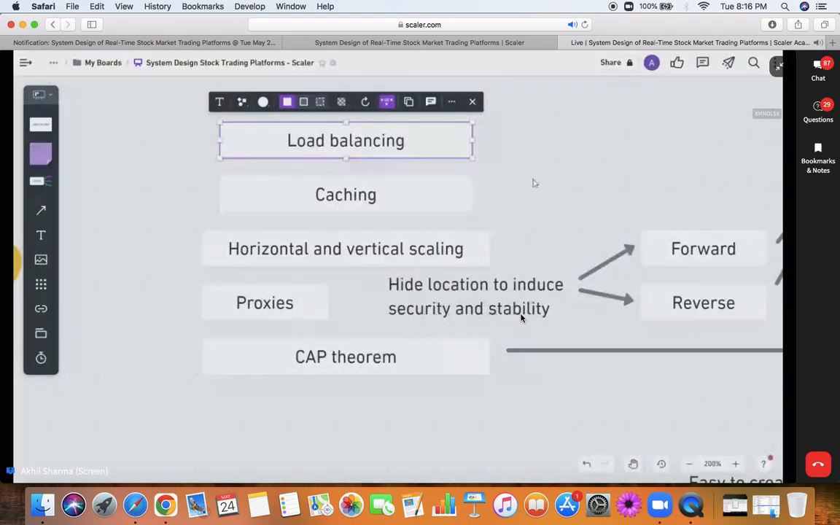So load balancing is an important concept with system design. If there are multiple servers, you want to understand which server is free right now, which has less traffic. Which server should you direct the traffic to? That's basically the job of a load balancer, right?